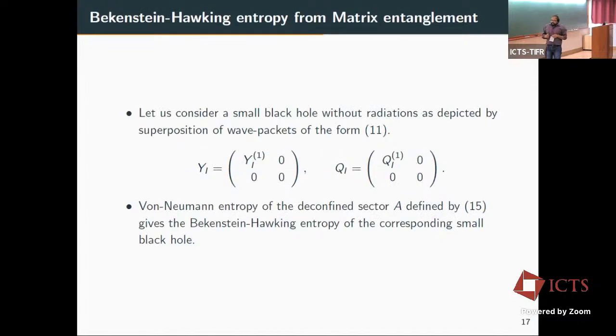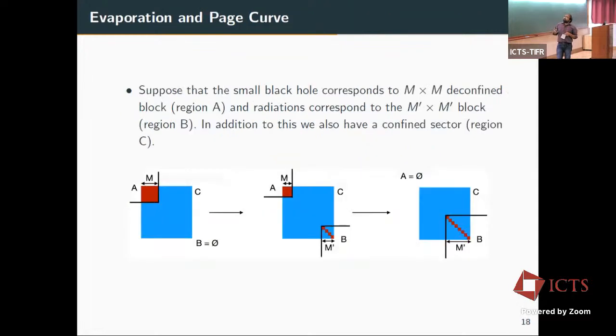Now, an interesting application of this is to compute the entropy of a small black hole, which, like we discussed earlier, is described by a partially deconfined state. So let us consider the small black hole. Then the entanglement entropy of the deconfined sector A corresponds to the Bekenstein-Hawking entropy of the small black hole. At this point, I'm not taking the black hole to be radiating, but now let us consider that the black hole has started radiating. Then this small block here, this is the sector A, the larger deconfined sector A, which corresponds to the small black hole.